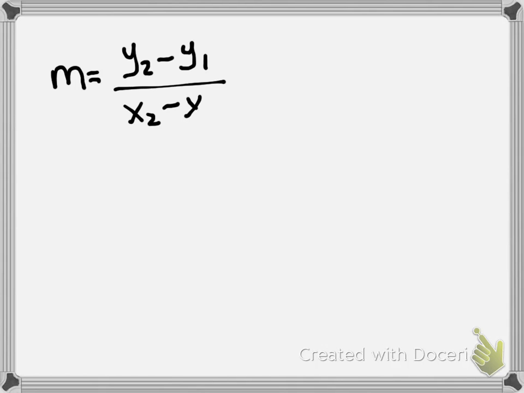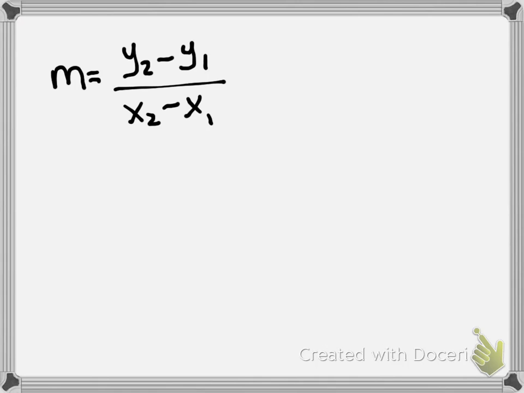But when you get to number 11, you've got a couple of points. You don't have a picture. So on number 11, you're going to be using the formula for slope, which is M equals y2 minus y1 over x2 minus x1. This formula you need to ingrain in your brain and know it forever.